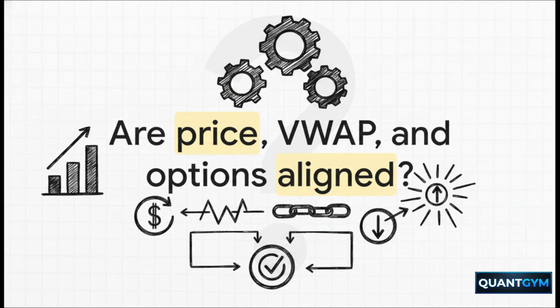True confluence isn't just some simple moving average crossover. It's when the underlying price structure and those invisible under-the-hood mechanics of the option chain lock into perfect, absolute agreement.